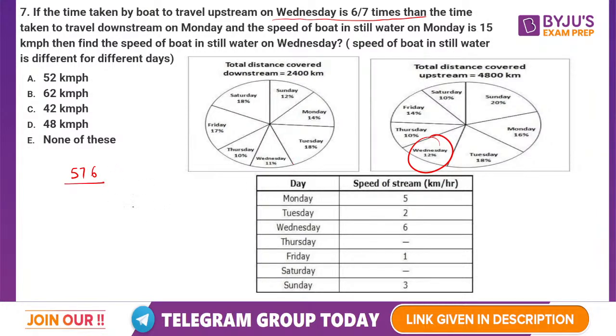And here the speed of boat in still water on Wednesday you are asking. This is the question. So I will take this as X, and upstream, because on Wednesday the speed of the stream is 6, X minus 6 is the upstream speed. X is the speed of the boat in still water. 576 is the distance covered on Wednesday upstream. This time taken is 6 by 7 times the time taken to travel downstream on Monday.